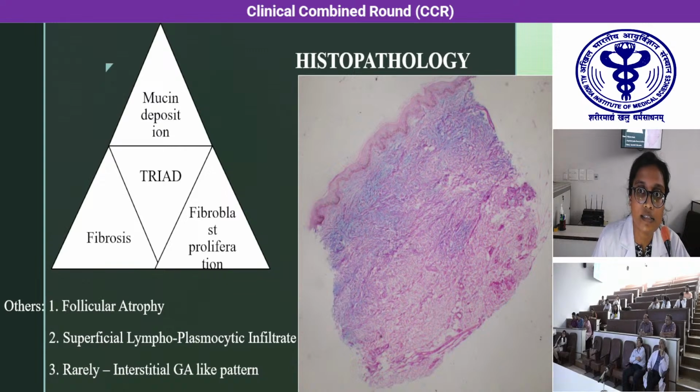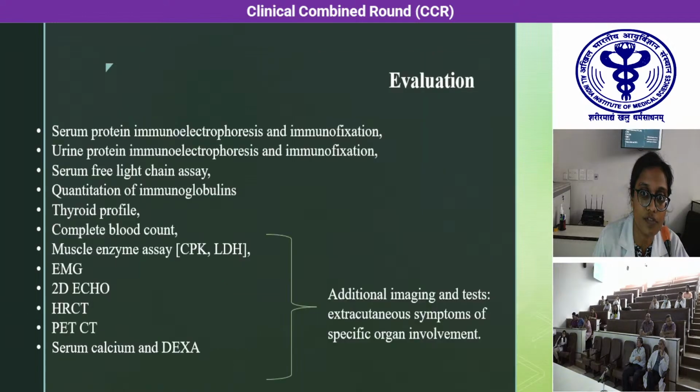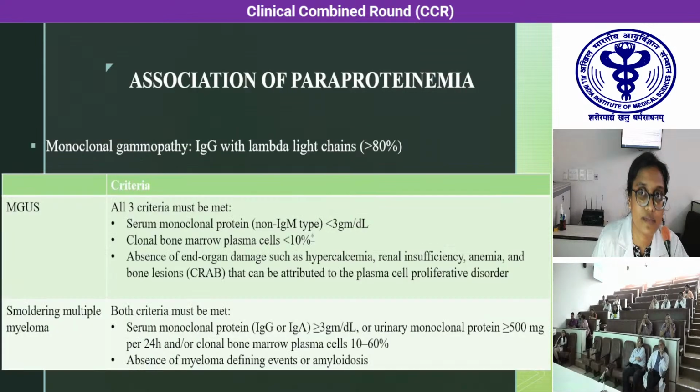The histopathology is characteristic: mucin deposition in the papillary and mid-dermis with fibrosis and fibroblast proliferation. Usually, when we suspect scleromyxedema, we evaluate with serum protein electrophoresis and immunofixation, and urine protein electrophoresis and immunofixation, and serum free light chains and quantification of the immunoglobulins will be done. Additional imaging and tests for extracutaneous involvement are done based on the symptoms of specific organ involvement, in the form of HRCT, 2D echo, PET scan, serum calcium, and DEXA scan.